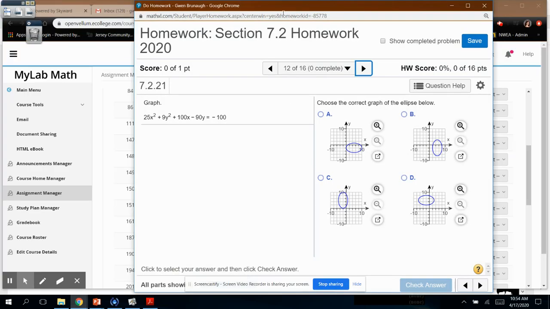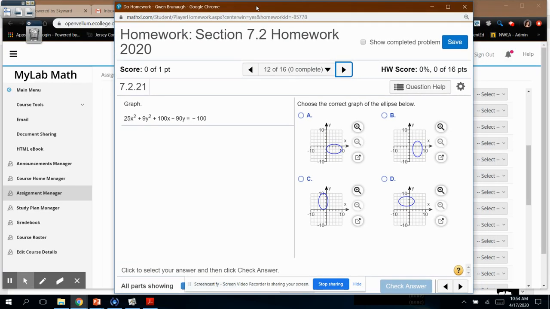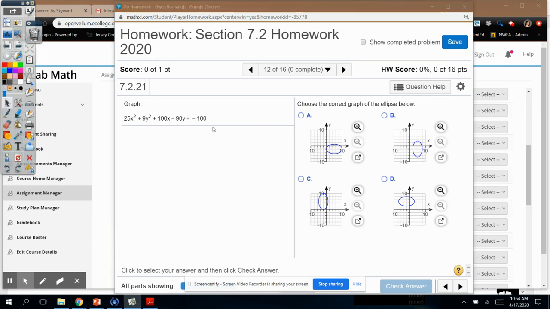Okay, let's finish up 7.2 here. These are going to be the ellipses that are moved around a little bit. Some of them will be harder than others, but let's see how we do. Okay, first thing is they're going to give us this choice of which ellipse to use.